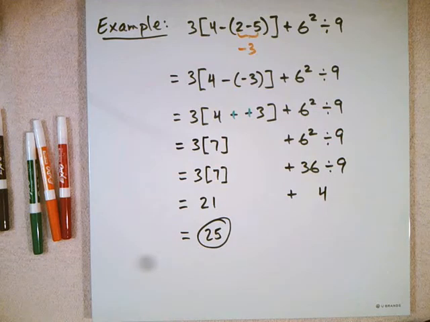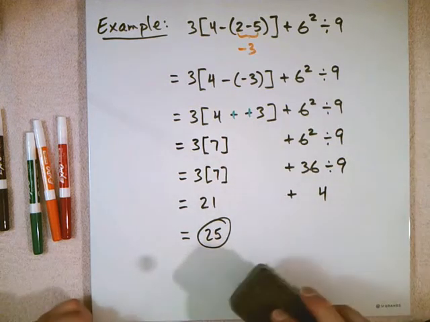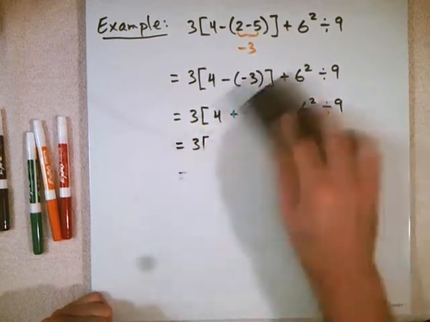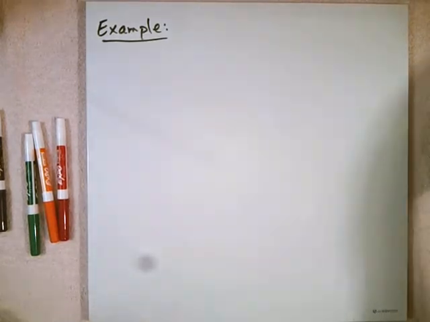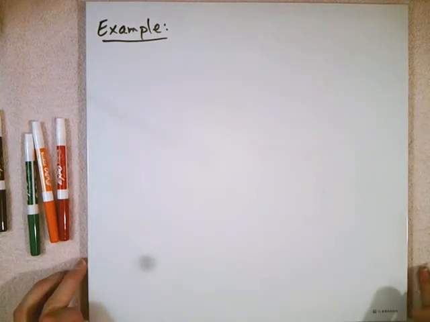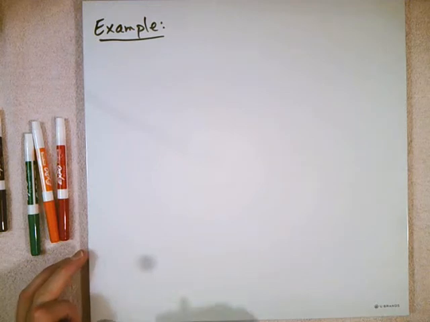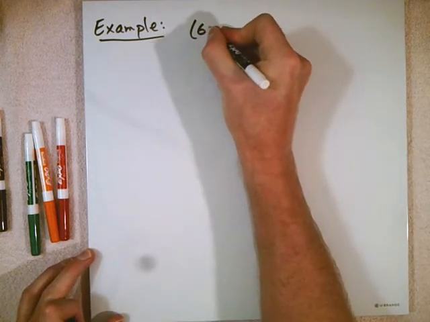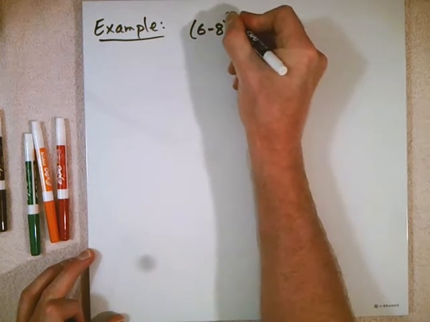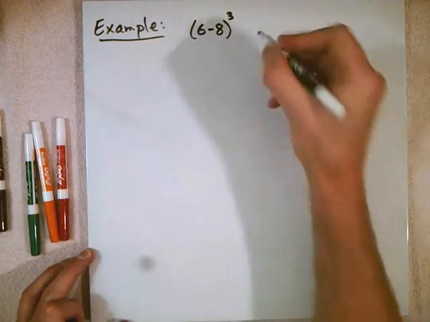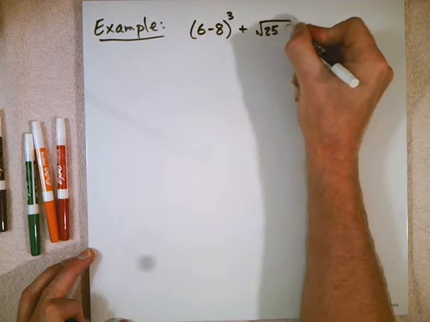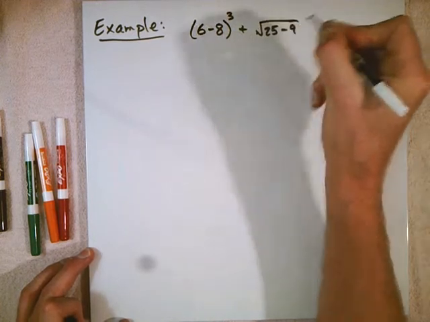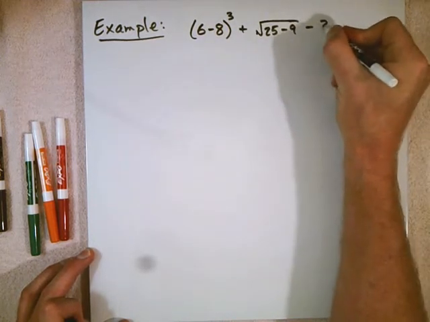All right, let's try another example here. This next one, I'll try to be a little more efficient about. Show you how to be a little more efficient about some of these problems. And let's see what we got here. Number 2: 6 minus 8, cubed, and then we got plus the square root of 25 minus 9 here. And then we're going to subtract off 3 times the absolute value of 7 minus 12.